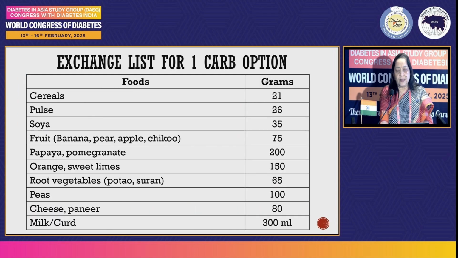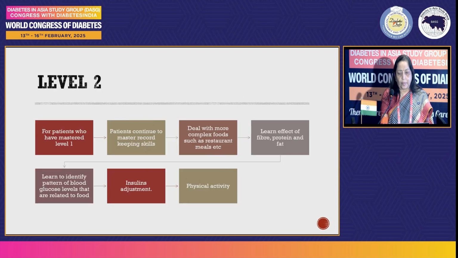This is the exchange list for carbohydrate options. Cereals are equal to 21 grams and pulses 26 grams. So this exchange will help the patients to count the carbohydrates.